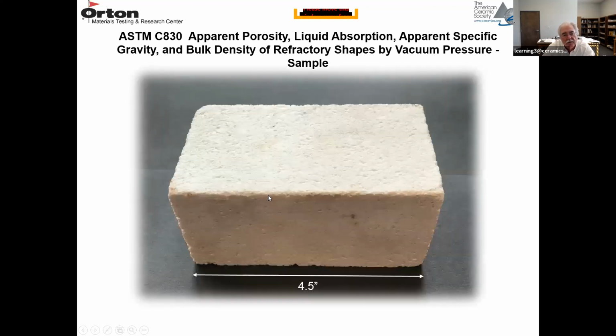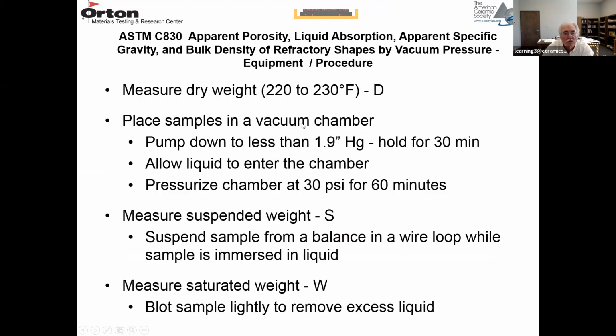Here's a quarter brick sample. It's 4.5 inches long and about 2.5 and 2 1/4 inches in cross section. To run this test, you measure the dry weight and you dry it out above the boiling point of water. Get a dry weight. Remove any physically held water.